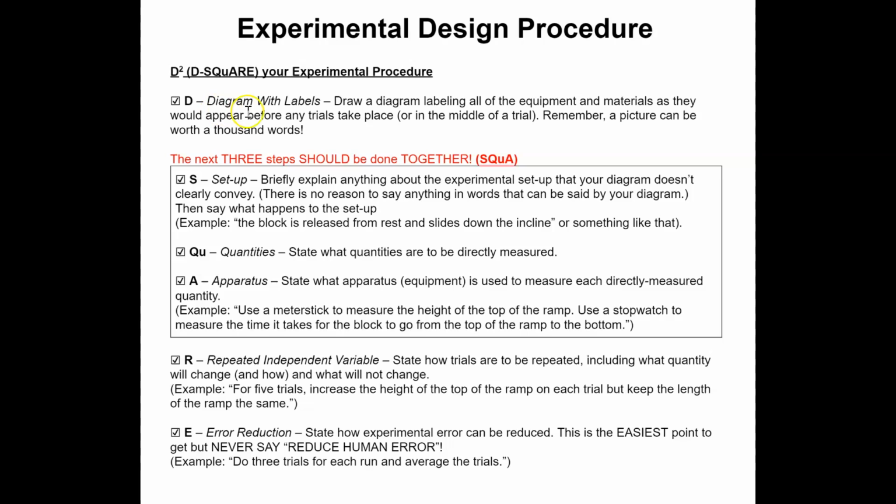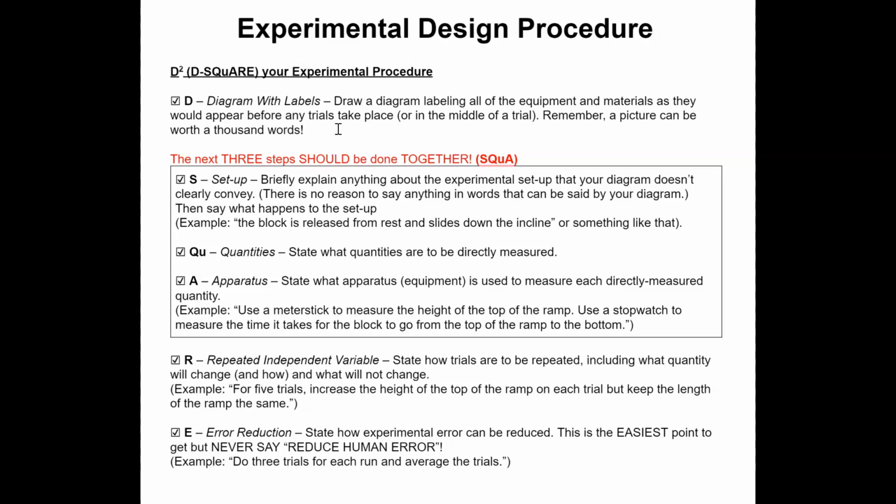For the diagram with labels, we're looking for a diagram that shows just the basic equipment that you need. For example, if you want to measure the time it takes for an object to slide down an incline, you would just need the incline, the object that's sliding, and then we always want to make sure that we have whatever devices we're using to measure. So if we're going to use a meter stick, we want to draw it and then make sure that we label that. And we also want to make sure that we have a stopwatch. They can put a cell phone as long as they say stopwatch app or something similar to that.